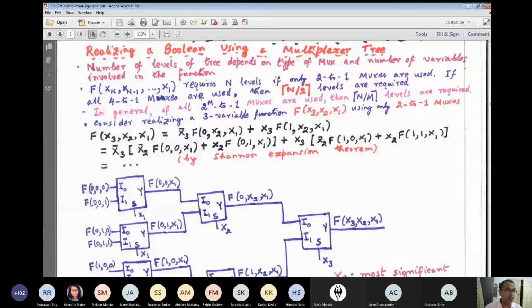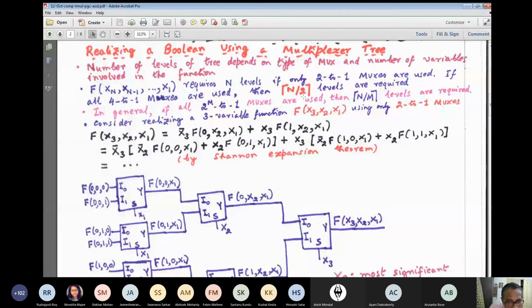If all are 4 to 1 multiplexers, I require the ceiling of n by 2. So what is this function? The ceiling function, do you all know it? All of you have done programming and data structures. Suppose n equals 5. What will be the value of this ceiling? Anyone? 5 by 2 is 2.5, so it will be 3.